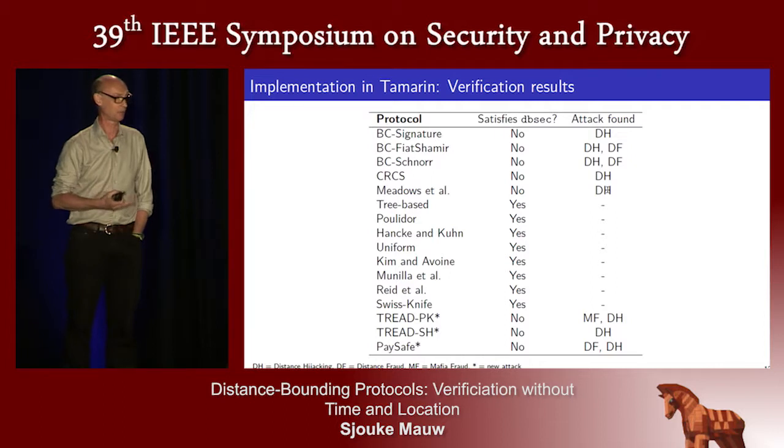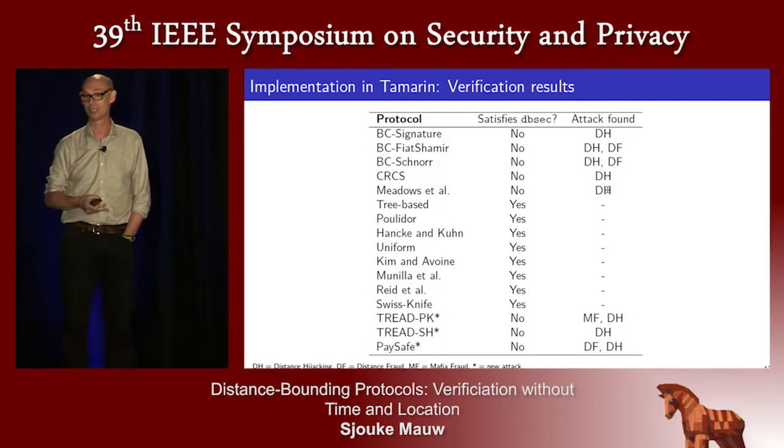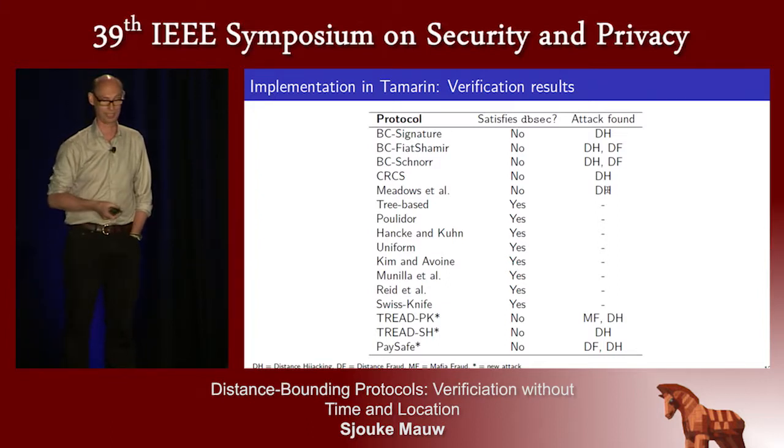Implementation in Tamarin was pretty straightforward, except for the fact that we had to do quite a lot of abstraction of the protocols itself. We looked at a set of protocols from literature. Most of the protocols with errors, we confirmed that these errors were there automatically by push button technology. Protocols that were correct, we confirmed that they were correct in our model as well, but we found 2 protocols, the Treat and the PaySafe protocols, for which we found new attacks just by pushing the Tamarin engine.